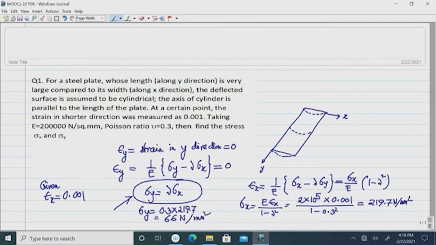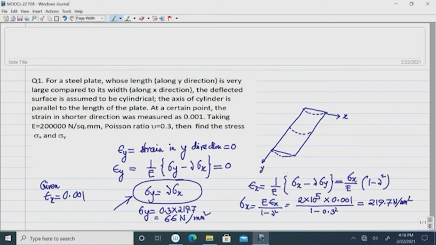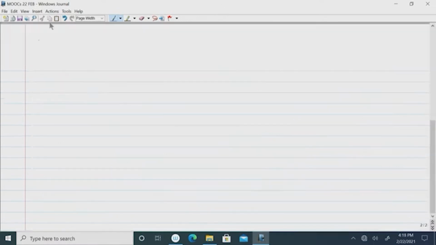So, this is the answer of this problem, based on the stress strain relationship and the condition that in one direction the strain is negligible. By that way we could get the result because of this assumption. Okay. Now, let us go to the next problem.